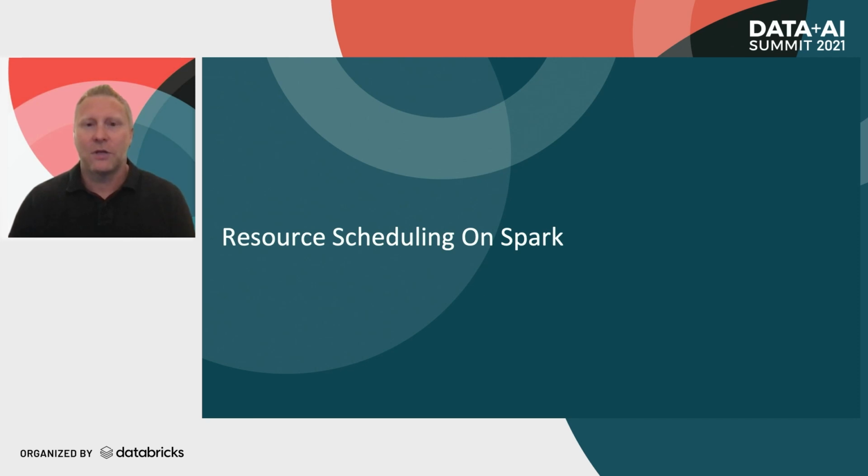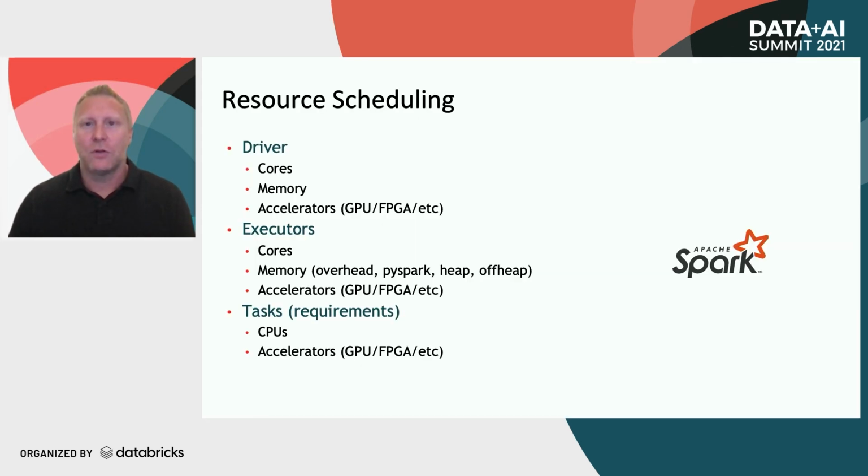So resource scheduling on Spark today. Currently, the way that you request resources from Spark is that you specify the driver resources, the executor resources, and then the task requirements that you need for each task. A lot of these you end up just using the defaults on, so you might not realize you're requesting these, but you are. So on the driver, you can specify cores, memory, and then any additional resources like accelerators, GPUs, FPGAs, et cetera. On the executor side, you have more options, and it depends on the environment and use case that you're using.